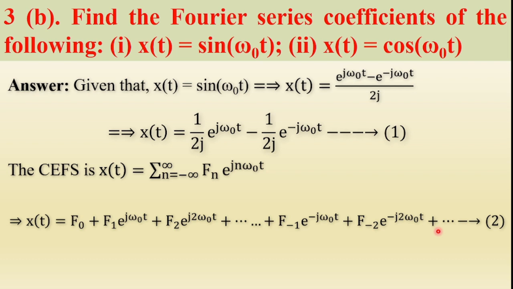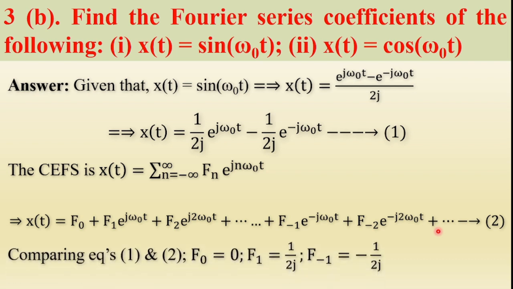So now comparing equation 1 and equation 2, we get the Fourier series coefficients: F naught is equal to 0, F1 is 1 by 2j and F minus 1 is minus 1 by 2j. F2, F minus 2, F3, F minus 3 and so on, Fn, F minus n are 0.